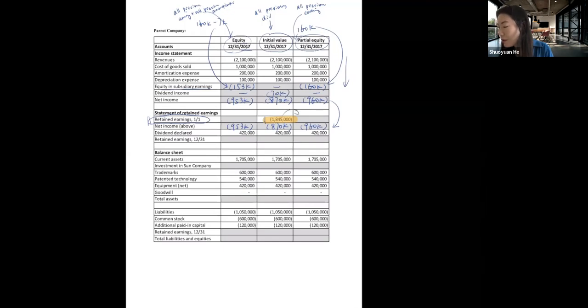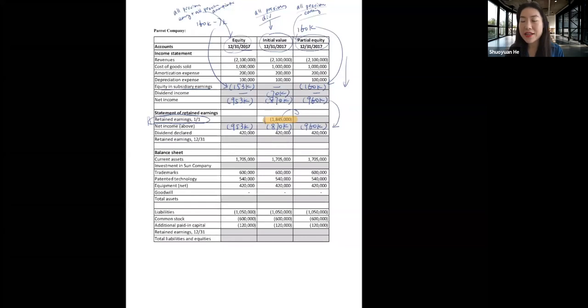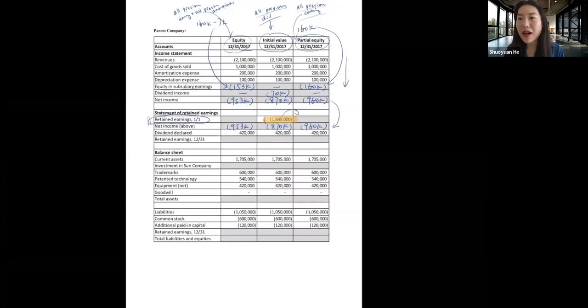First of all, how can we back it to what the retained earnings should be under the partial equity method? So we first take out all of the previous years' dividends, right? We back out this amount. And then we add all of the previous years' earnings. So this is how we can transfer from one method to the other. So we start from 1,845,000. And then we take out all of the previous years' dividends.